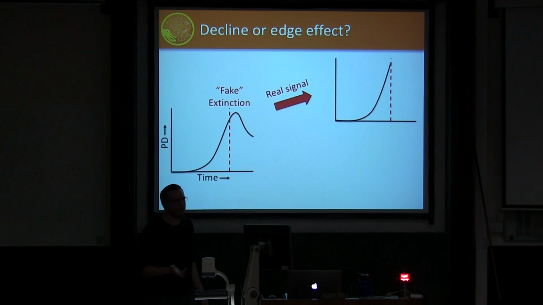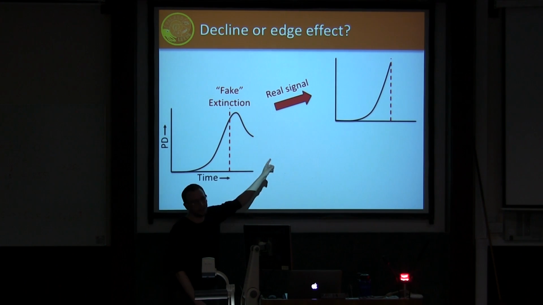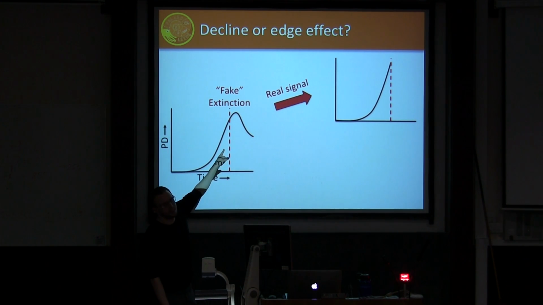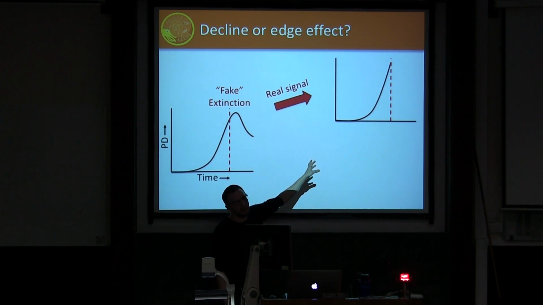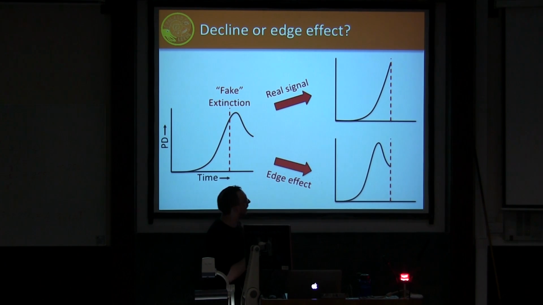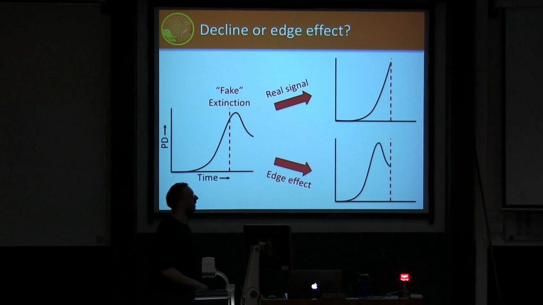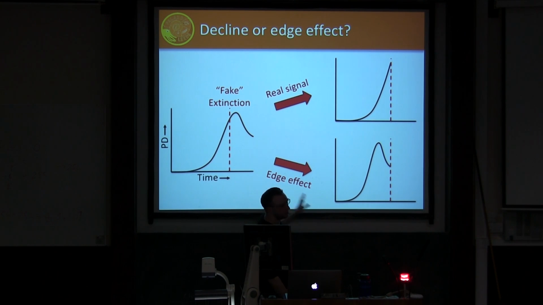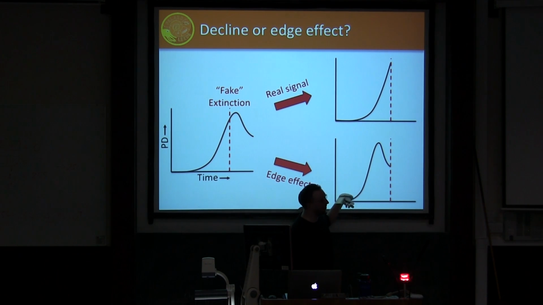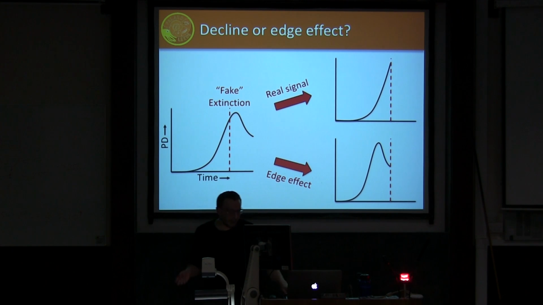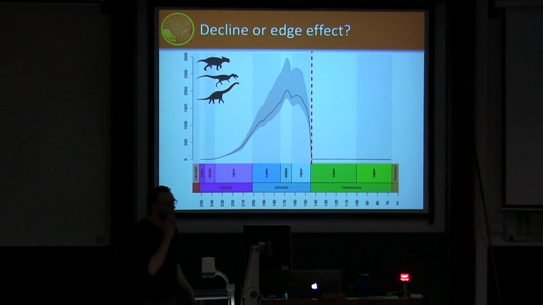So there are two potential scenarios. One is that if it's a real signal, we ought to see the same kind of signal we see without the extinction in terms of the first part, so it ought to look more like this exponential rise. Whereas if it is an edge effect, what we might actually see is the same pattern just squashed further back in time. So we have a rise, an inflection point, a peak, and then a decline. If we do that with dinosaurs, we get rid of all of our Cretaceous data, pretend that's an extinction for dinosaurs, this is what we get.